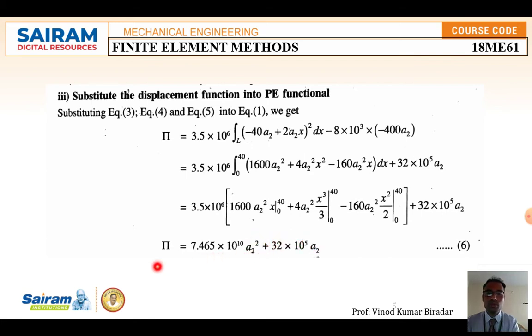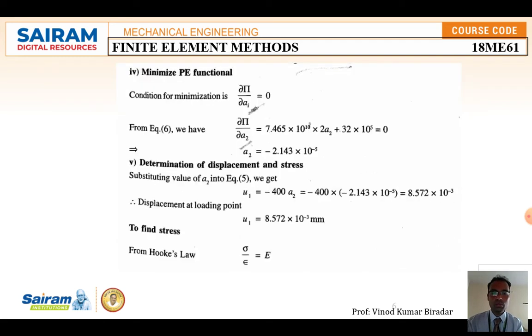Okay, so now you are going to get the potential energy function. Give equation number 6. Let us observe this equation. In this equation we need to calculate the A2 value, which is unknown here. So what is the condition for minimum potential energy? With respect to A2, that is, dou pi by dou A2 is equal to 0.